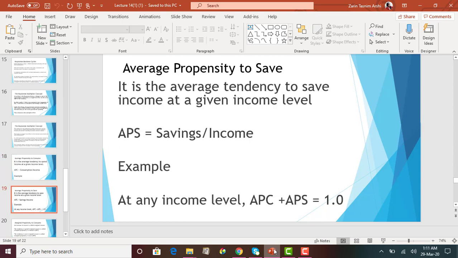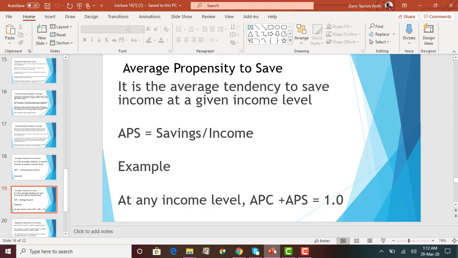Similarly, there is another concept called average propensity to save. What it means is, given you have a level of income, what is your average tendency to save that income? Again, let's say you have $5,000 and you spend $3,000 and you save $2,000, then that's your average tendency, that you save $2,000 when you get $5,000. Okay, and it's also given by a formula: APS is equal to savings divided by your income.